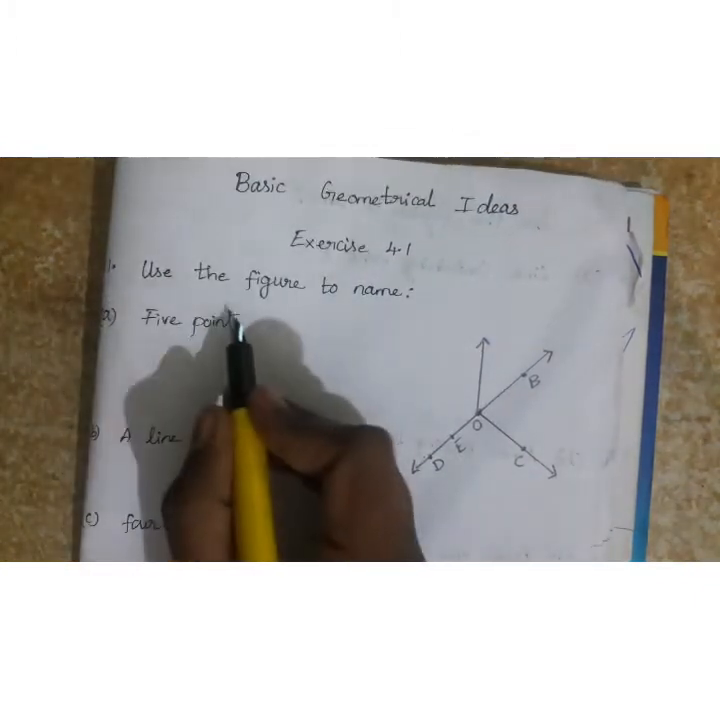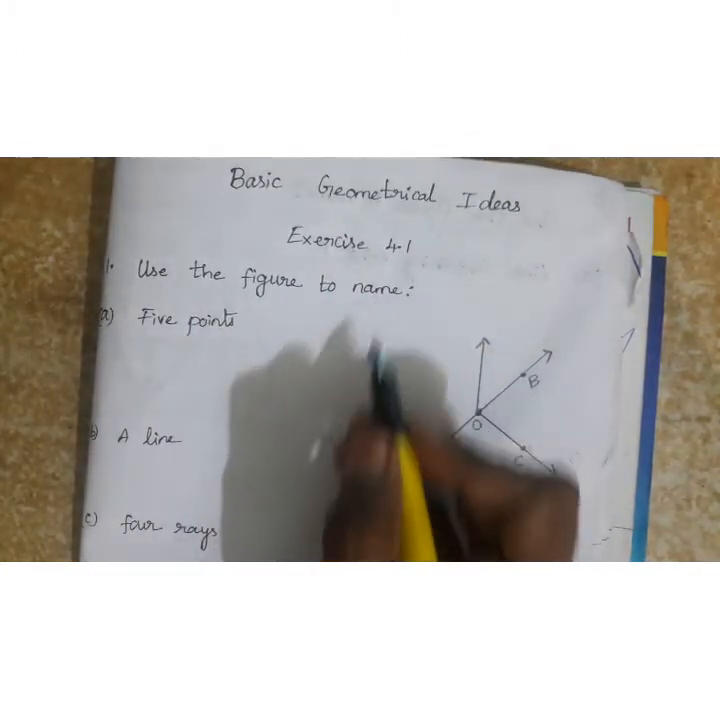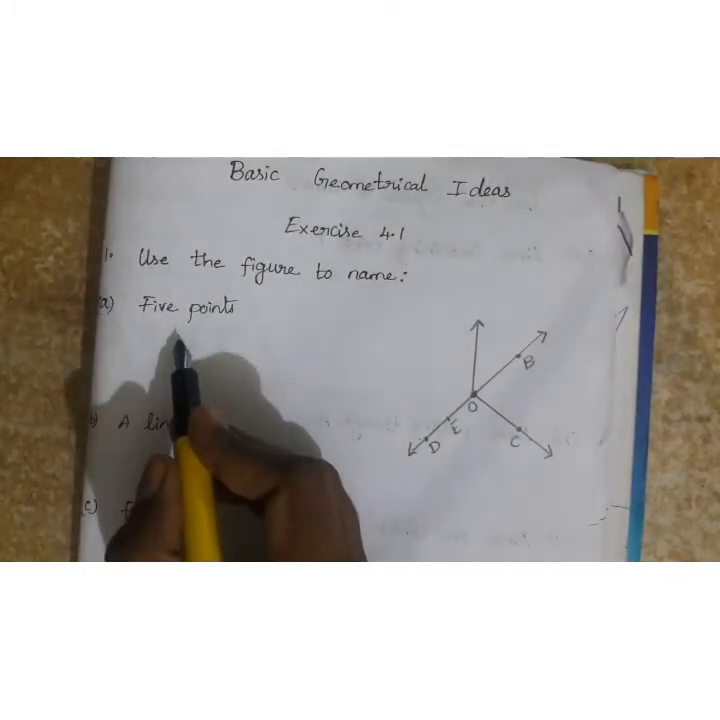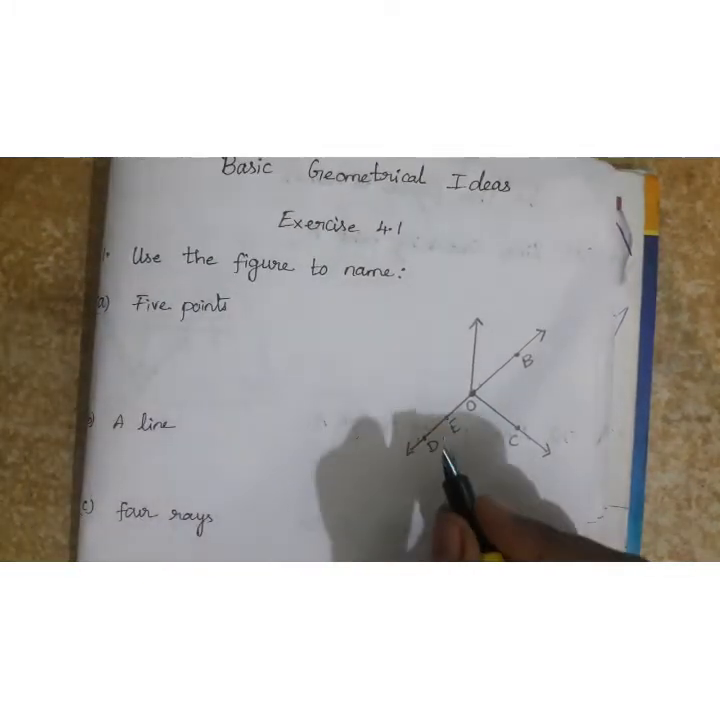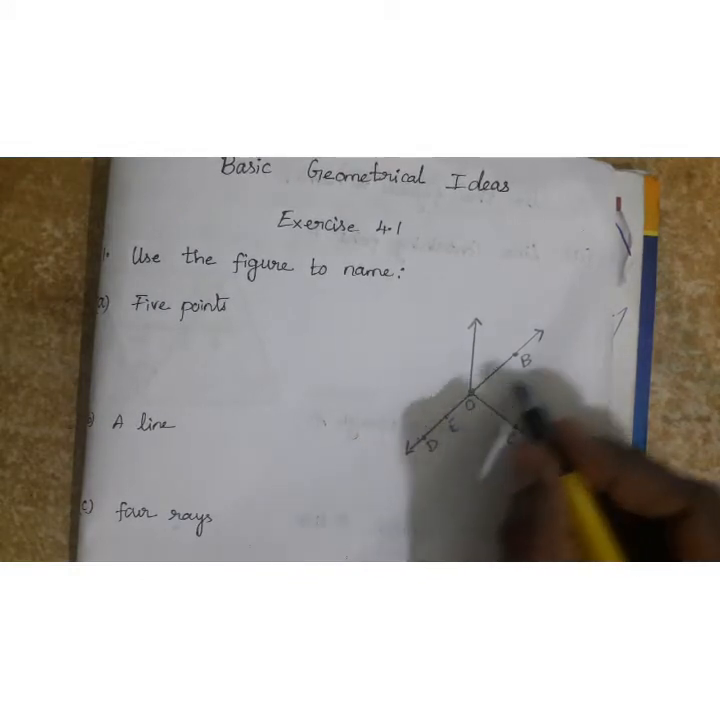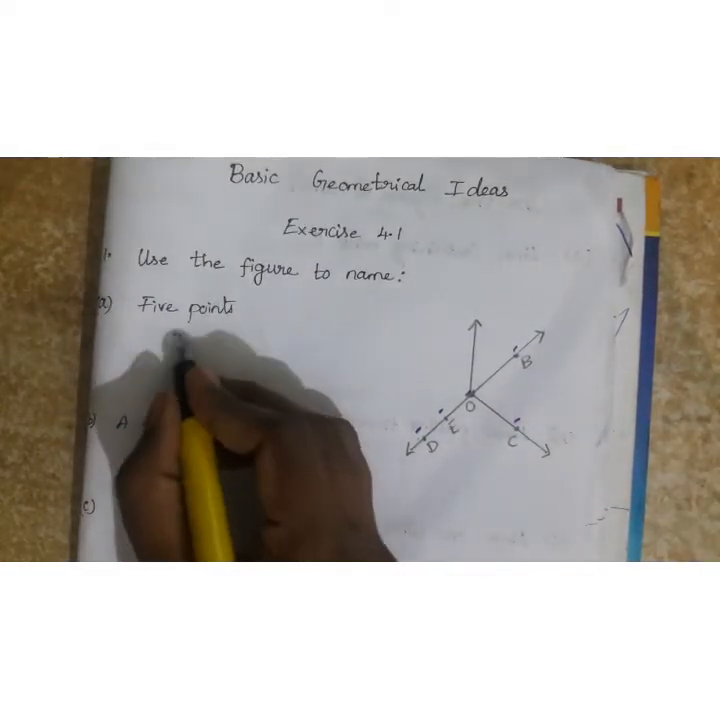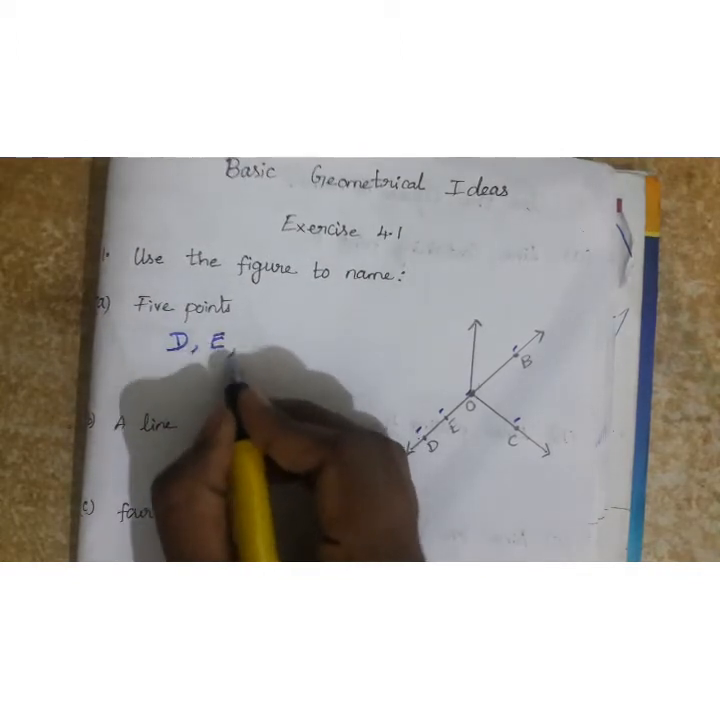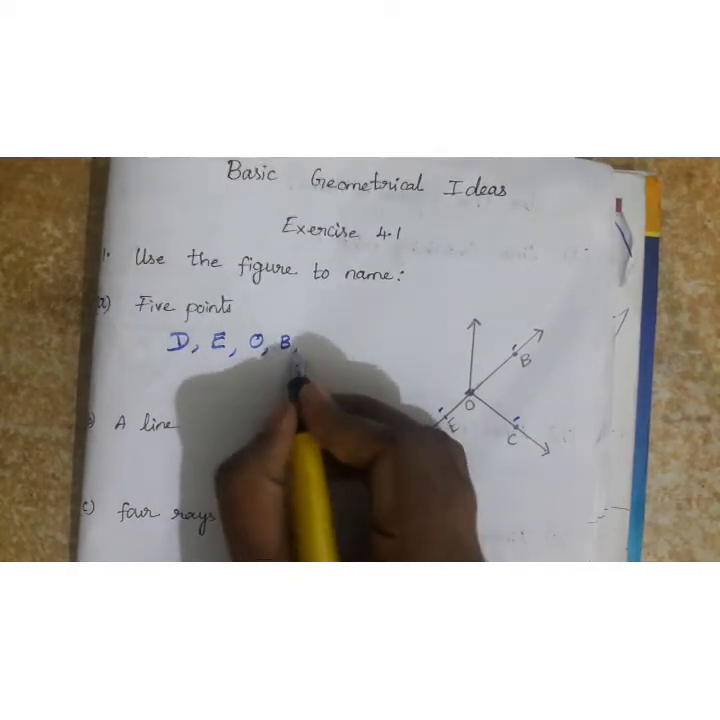Question number 1. Use the figure to name the following. A part: five points. The five points are D, E, O, B and C.